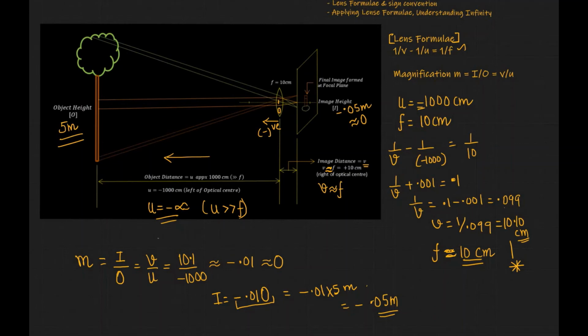So that's why we say these images are highly diminished, and also it is real and inverted. So these are key terminologies for your type of image. So here's the summary. When your object is really far away compared to the focal length, we say object is at infinity and you have almost zero magnification, which means that your image will be very small.